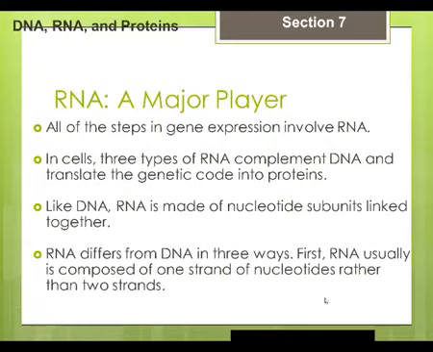So we talked about adenine, thymine, cytosine, and guanine in DNA. In RNA, most of those are the same with the exception of one. So RNA differs from DNA in 3 ways. First, RNA usually is composed of 1 strand of nucleotides rather than 2 strands of nucleotides. Whereas if we remember, DNA had 2 strands of nucleotides that were bound together by some weak hydrogen bonds. In order for that DNA to be copied or replicated, those hydrogen bonds would have to be broken.